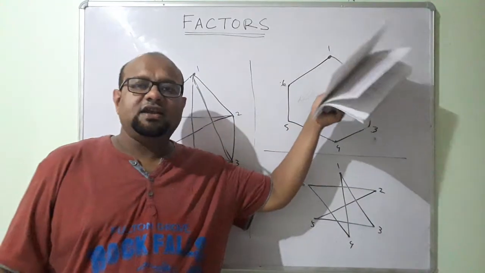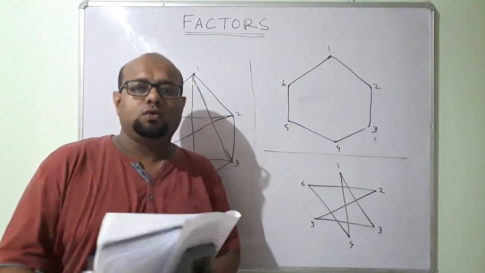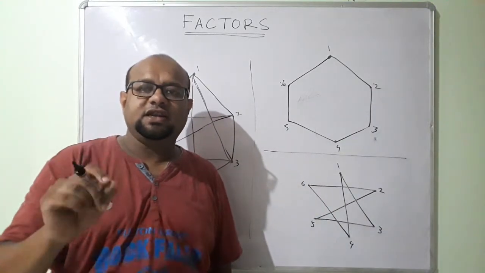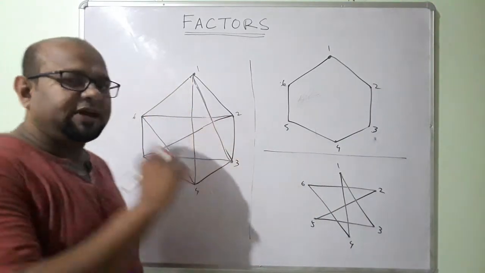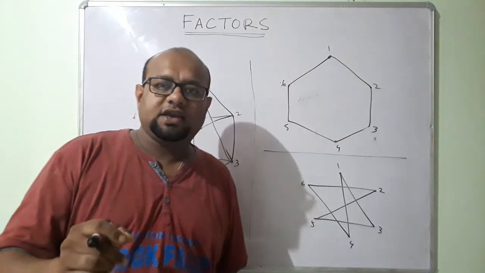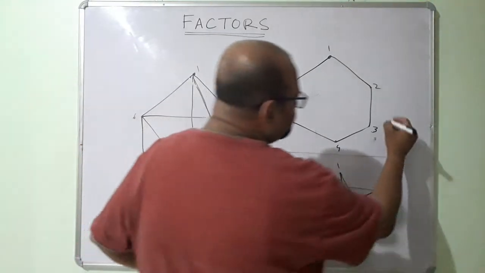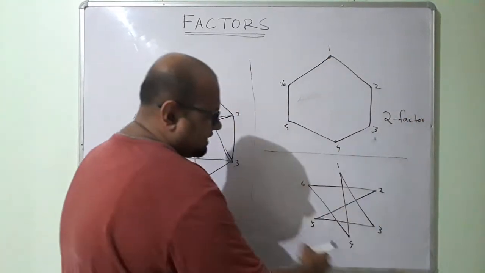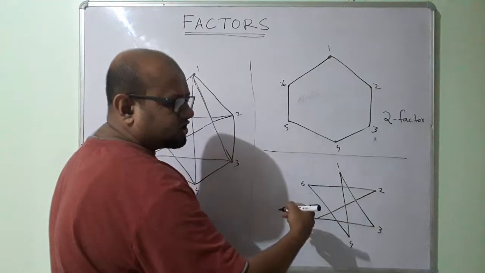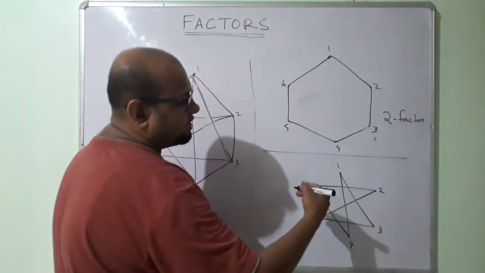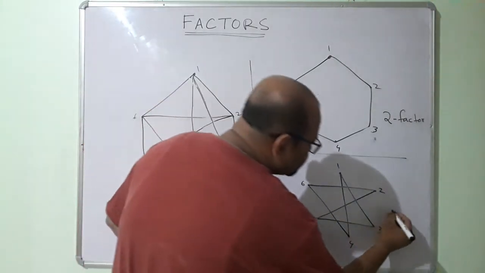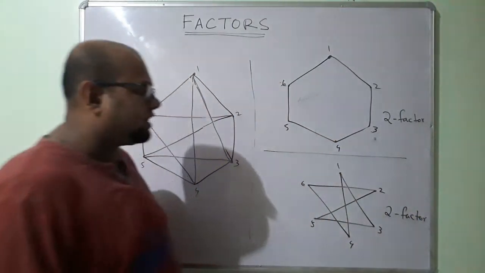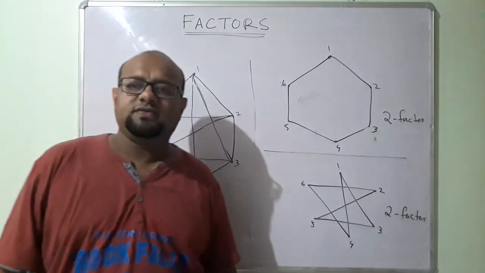Each vertex here has degree equal to 2. So this is a regular subgraph with each vertex having degree equal to 2. So it is spanning, and it is regular with k equal to 2. So this is a 2 factor. Here also all the vertices are here, so it's spanning. All the vertices have degree equal to 2, so it's regular. This is another 2 factor. So out of this we got these two different 2 factors.